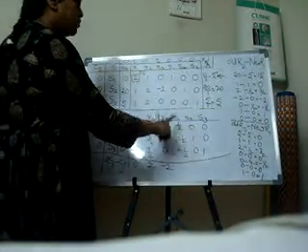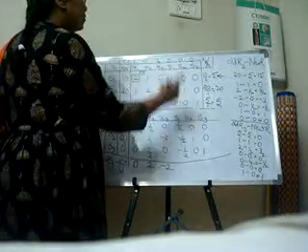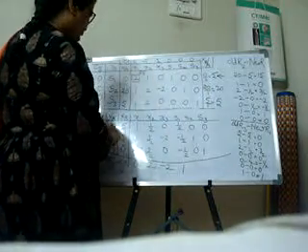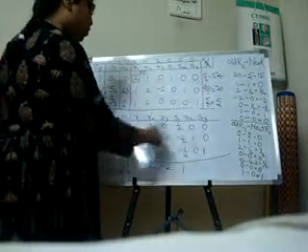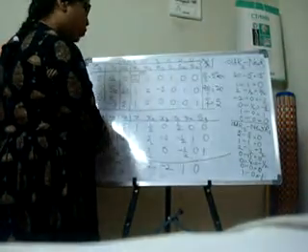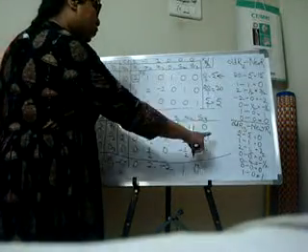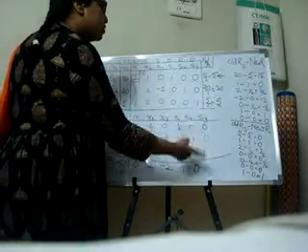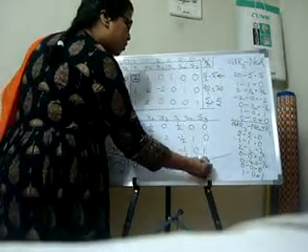Here 2 into half is 1. 1 minus 0 is 1. And 2 into 0 is 0. 0 into 1 is 0. 0 into 0 is 0. Minus 0 would be 0 only. 2 into 0, 0. 0 into 0, 0. 0 into 1 is 0. 0 minus 0 would be 0.